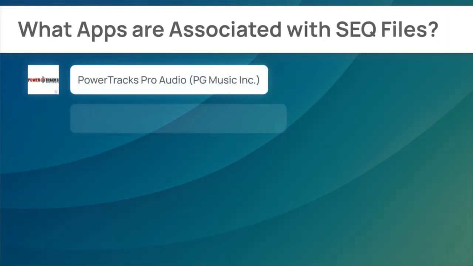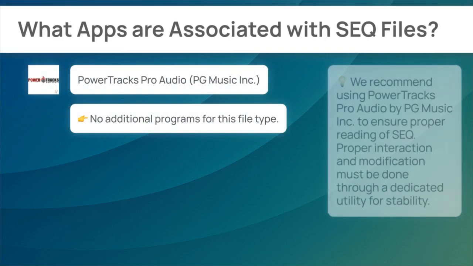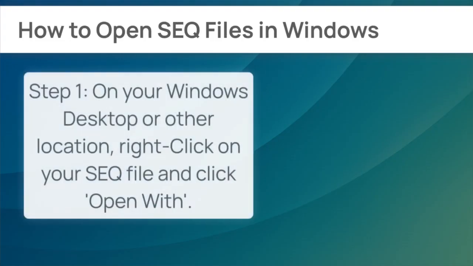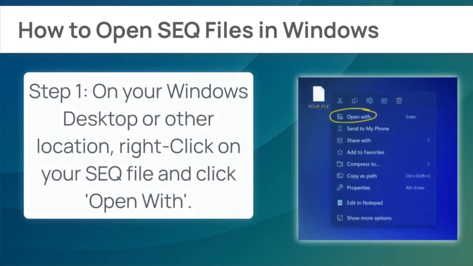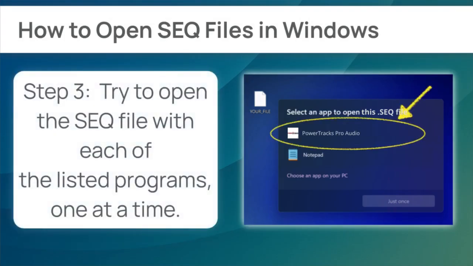The fundamental reading standard for SEQ is set by PowerTracks Pro Audio from PG Music Inc. The file is locked by a proprietary indexing system Windows cannot read natively. Windows can load these files for listening, but deeper diagnostics or cleanup require audio-focused applications. To determine the correct decoder, right-click the SEQ file and select Open With. Prioritize PowerTracks Pro Audio if available. If it's absent, select another application.